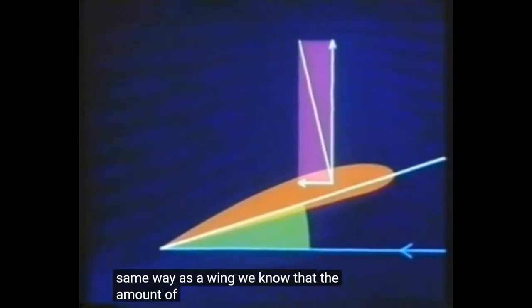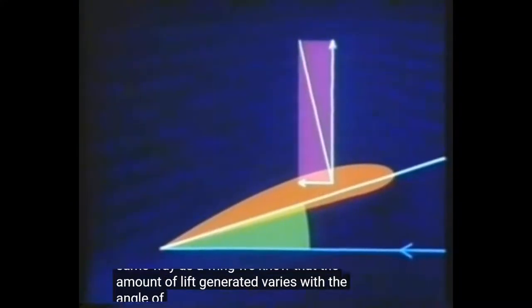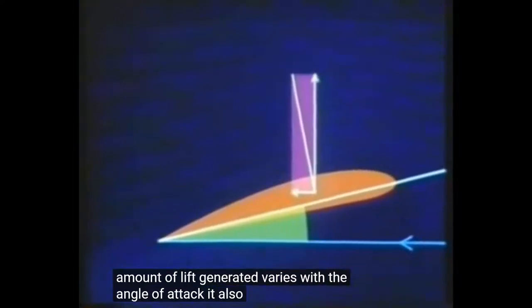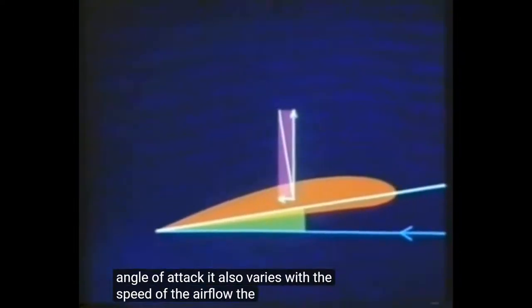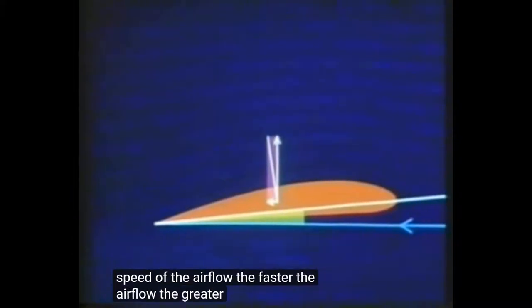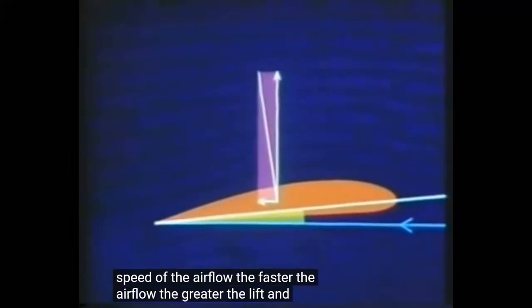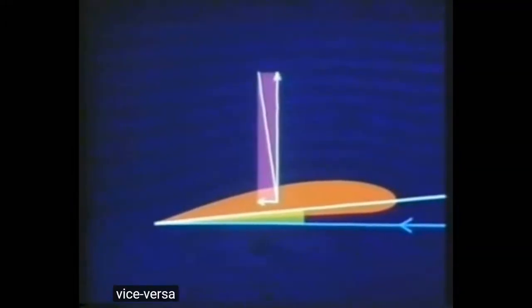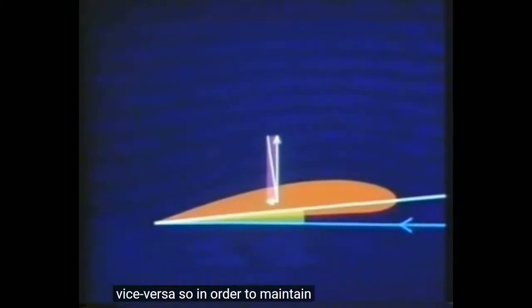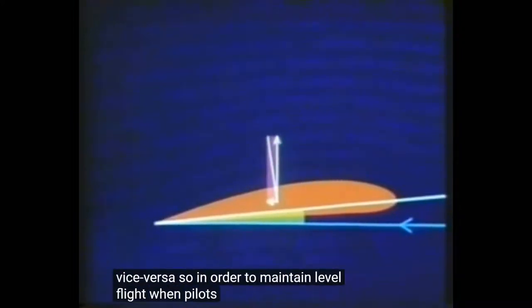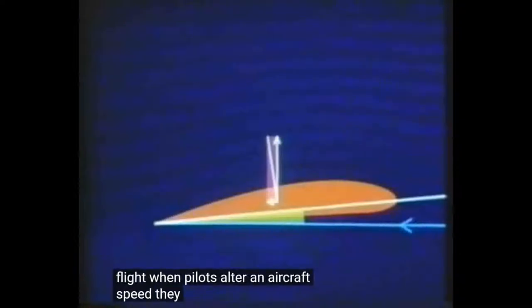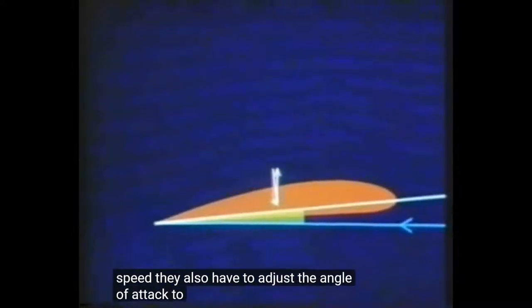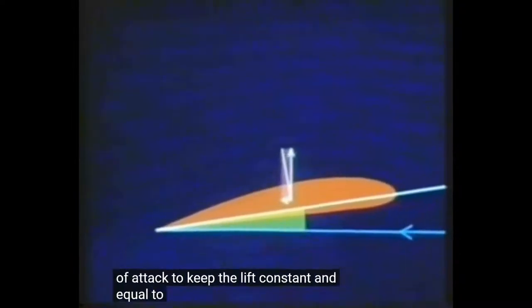We know that the amount of lift generated varies with the angle of attack. It also varies with the speed of the airflow. The faster the airflow, the greater the lift, and vice versa. So in order to maintain level flight, when pilots alter an aircraft's speed, they also have to adjust the angle of attack to keep the lift constant and equal to the aircraft's weight.